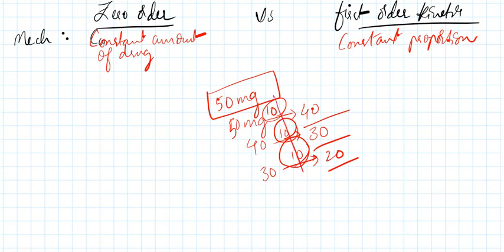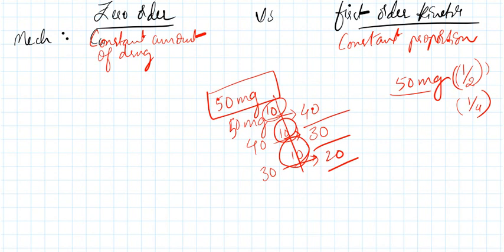Now if you come to first order kinetics, you take a 50 milligram dose of the drug. Constant proportion means for every 1 hour half of the drug will be eliminated, and the next hour 1/4 of the drug, so there will be a proportional division. For example, for this drug, every 1 hour half of the drug will be eliminated. So it is a drug following first order kinetics.